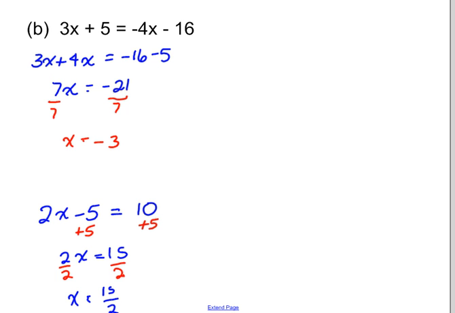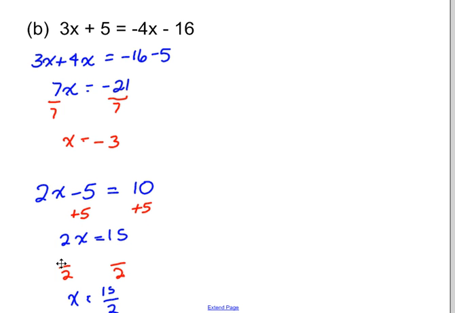It is okay to leave it as an improper fraction. So just keep that in mind, because sometimes not all equations work out to a whole number answer. Doesn't mean you've done something wrong if it doesn't work out. You're just going to have to leave your answer as a simplified fraction. Do not write it as a decimal.